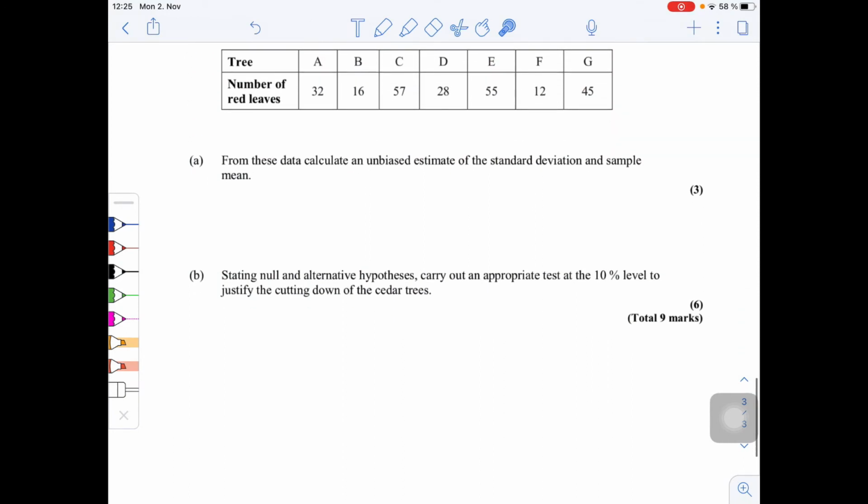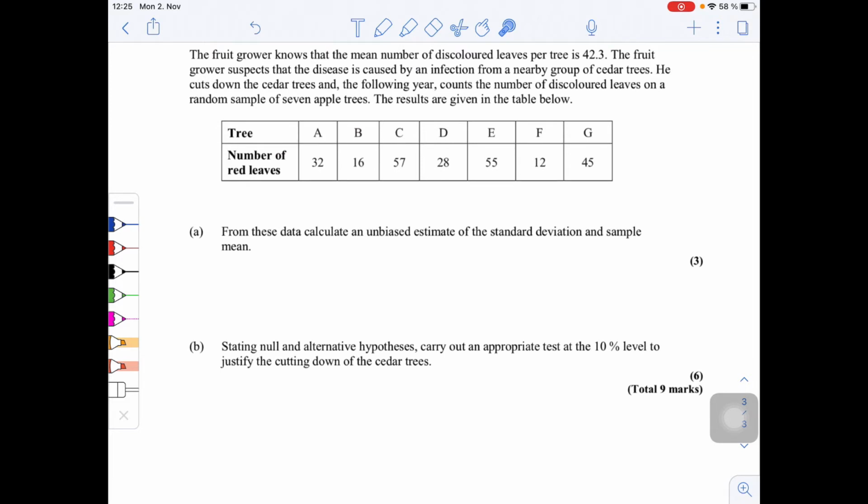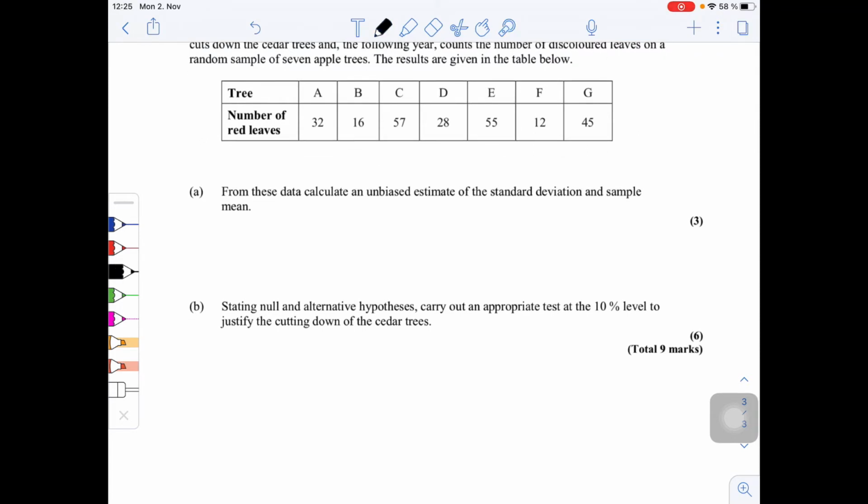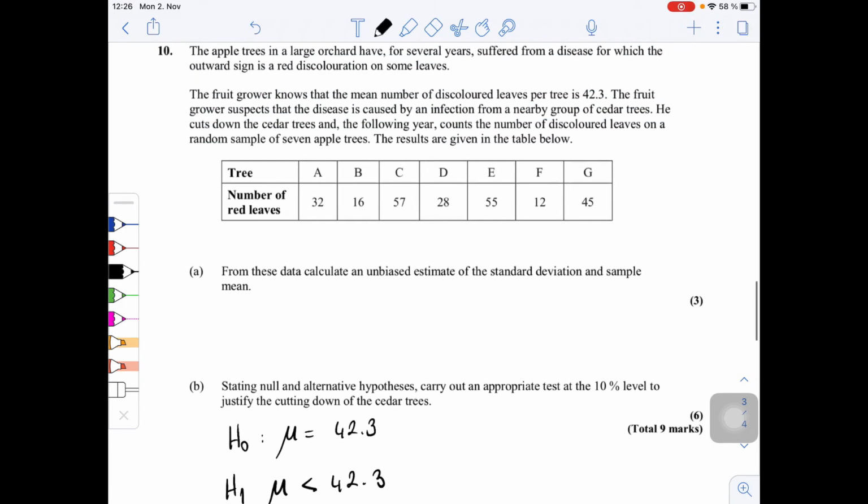Now, stating the null and alternative hypothesis, carry out an appropriate test. What is the appropriate test here? It is a t-test, at the 10% level, to justify the cutting down of the cedar trees. Let's write down the null and alternative hypothesis. H null is the mean is 42.3. The alternative hypothesis is the mean is less than 42.3. Okay, let's go to our calculator and test this.